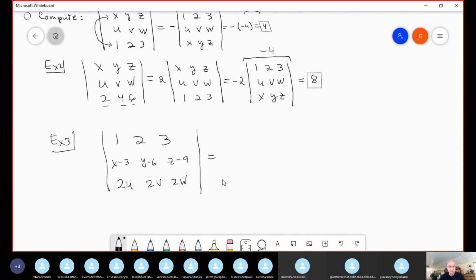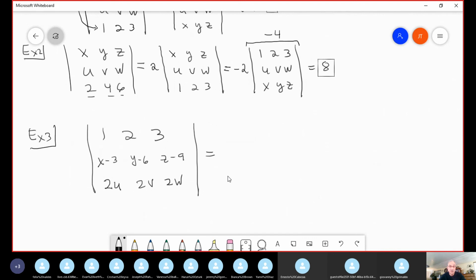If somebody looks at it, it's a little different, no? But I can see that 2 is a greatest common factor. Yes or no? I factor out that 2. 1, 2, 3. x minus 3, y minus 6, it's a variable, z minus 9. u v w.